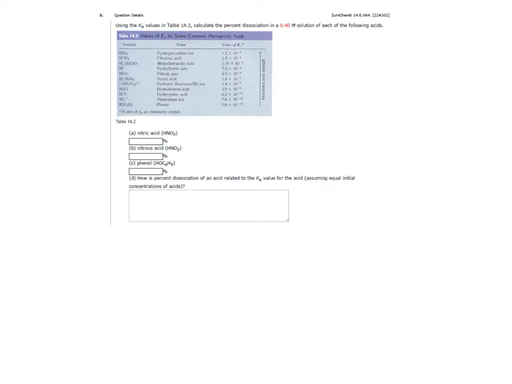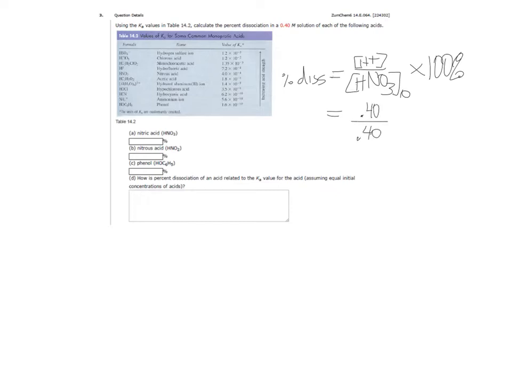If you wanted to show some calculation for this, which you wouldn't necessarily need to do, you would say, okay, percent dissociation is always the concentration of hydrogen ion at equilibrium over the initial acid concentration, and you multiply by 100 to make it a percentage. Well, in the case of the nitric acid problem, part A, the initial acid concentration of 0.4 matches the equilibrium concentration of hydrogen ion. So 0.4 over 0.4 times 100% would be 100.